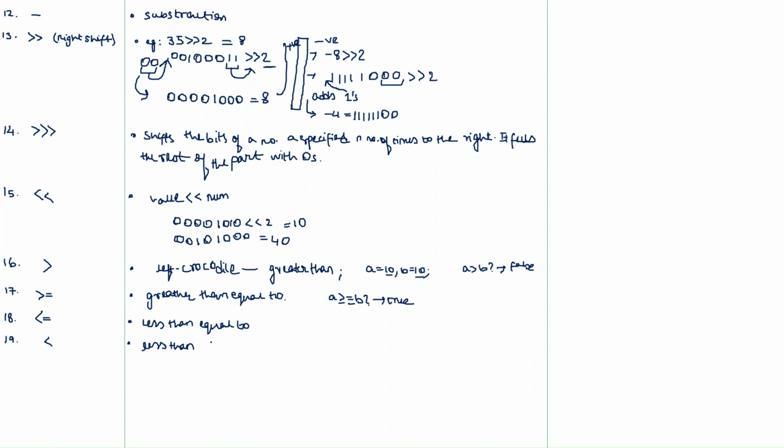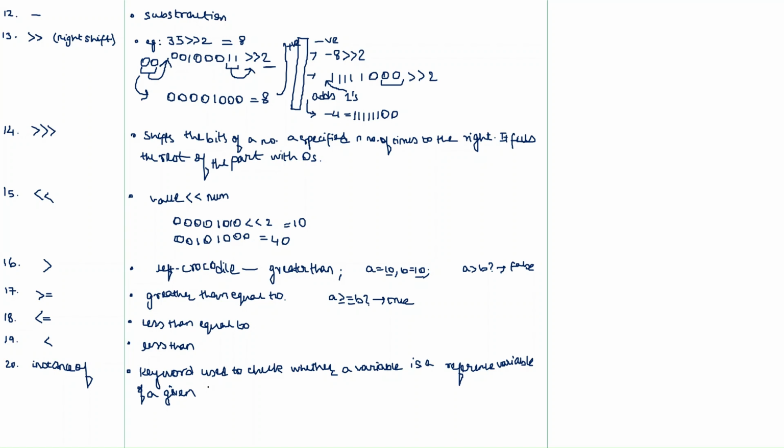Let's move on to the next one. Then we don't really have an operator, but we have instanceof. This is something important. It is a keyword, not an operator, used to check whether a variable is a reference variable of a given reference data type or not.